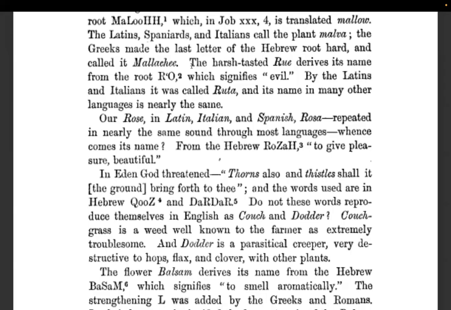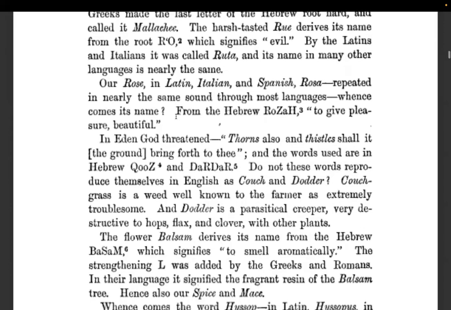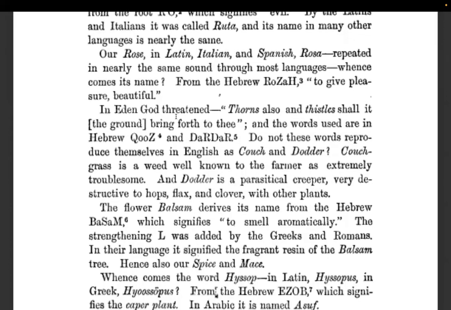The harsh tasted rue derives its name from the root ro, which signifies evil, and that would be resh ayin. By the Latins and Italians, it was called ruta, and its name in many other languages is nearly the same. Our rose, in Latin, Italian, and Spanish, rosa, repeated in nearly the same sound through most languages.